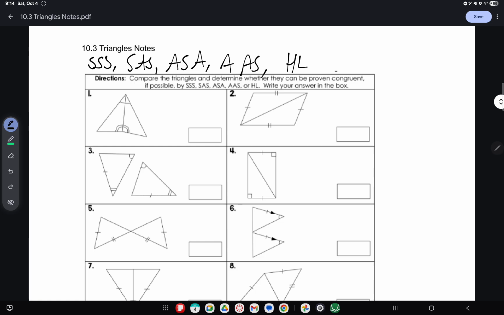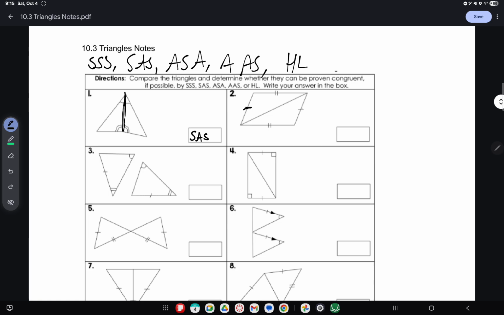So this first one, I see that there's two angles. And well, they are sharing this side. That side is the same. So I know that we have the side in between those two angles. So this would go with side, angle, side.